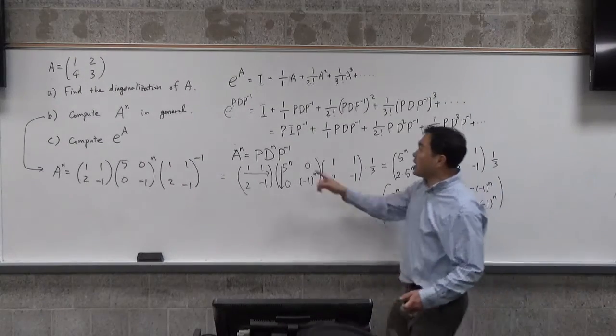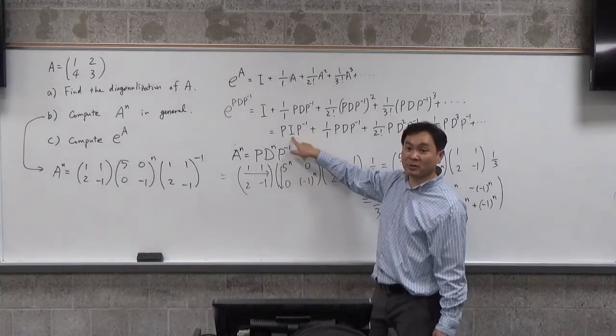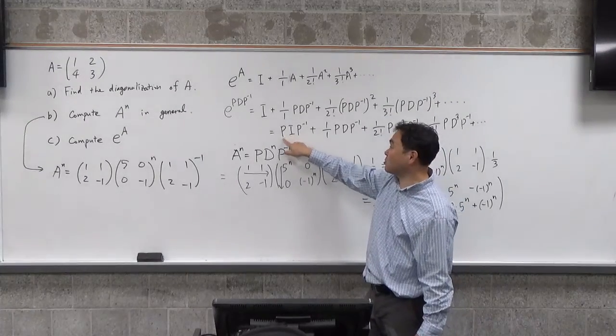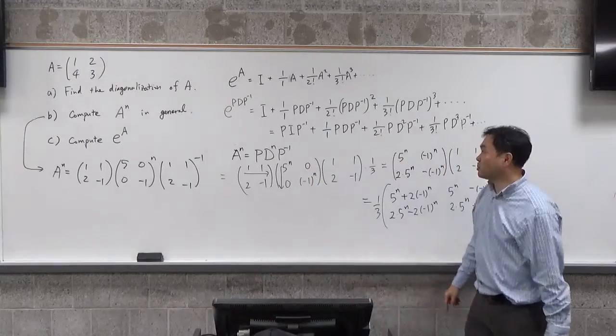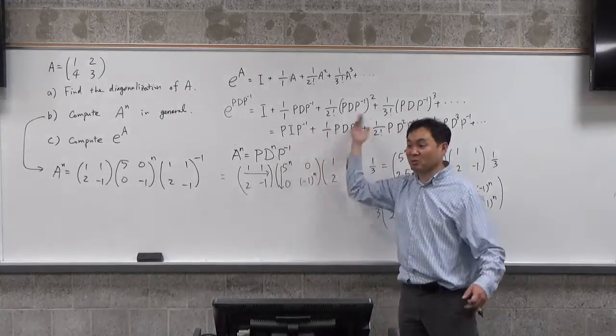Do you agree that I is P P inverse? Because I commutes with anything, right? Actually, multiplication by I doesn't do anything. So this is the same as P times P inverse, so it is the same as identity. Or you can just say I commutes, so you commute I with P and P times P inverse cancel, so it's I.